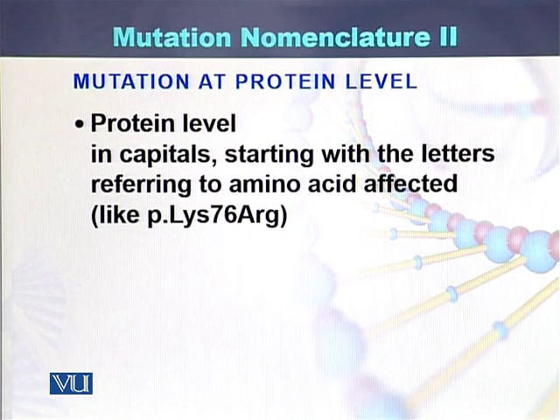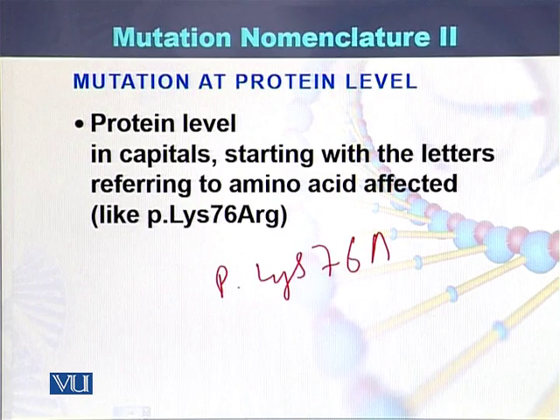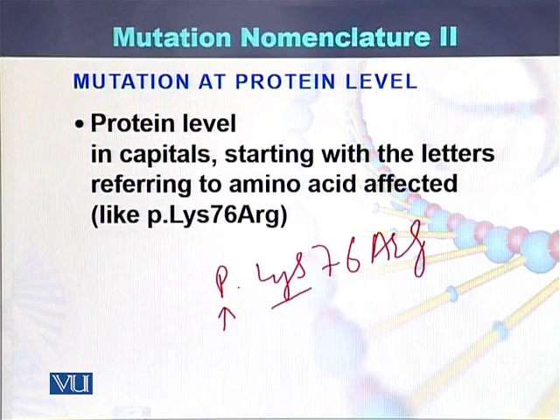A mutation described at the protein level is usually written as p.Lys76Arg. What is the meaning of this description? p is for the protein, Lys is for lysine, which is the amino acid. The amino acid which is present at position 76 has been changed into arginine. So in the sequence of the protein, lysine which was present at position number 76 has been changed into arginine.